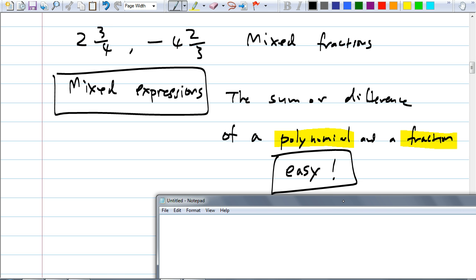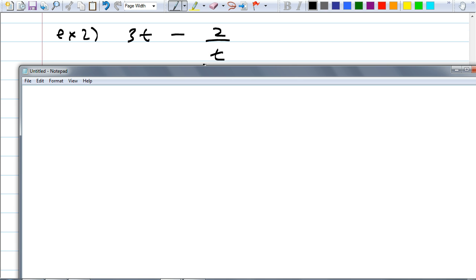Okay, so here is a mixed expression. As you can see, I have a polynomial. This happens to be a monomial, 3t minus 2 over t. It's a fraction. Why do I say this is kind of easy to deal with, instead of just adding and subtracting fractions? This is just 3t over 1. One of the fractions is going to have a denominator of 1. It's always nice to have a denominator of 1.